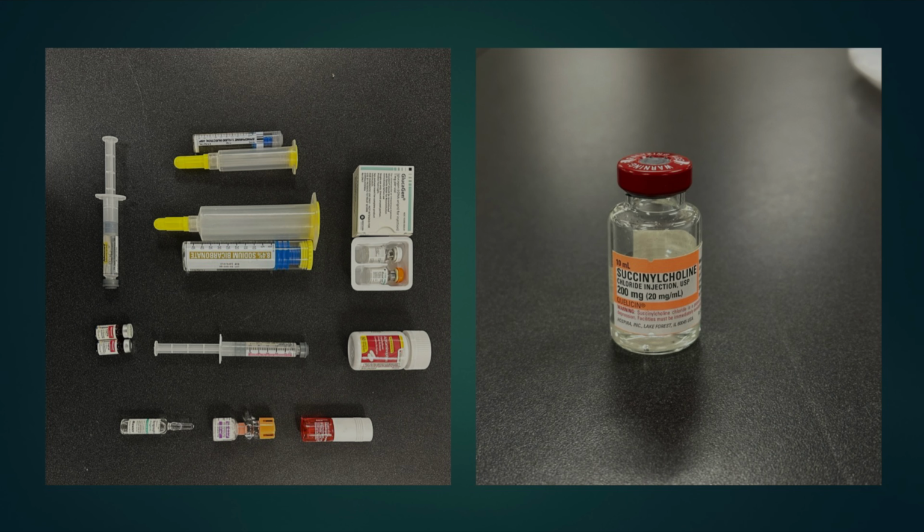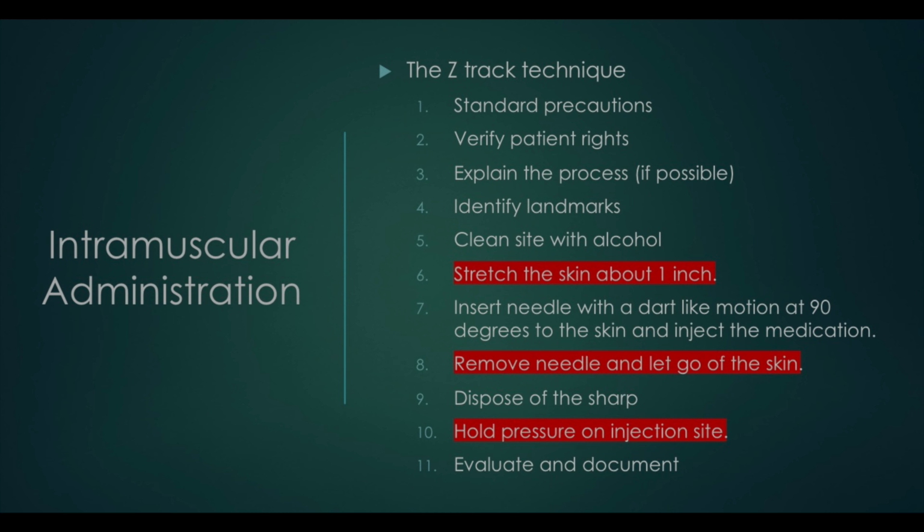Next, displace the skin laterally by about 1 inch and hold it in place. Insert the needle with a dart-like motion at a 90-degree angle, then inject the medication. Once the medication is delivered, remove the needle and release the skin. This creates a zigzag path that seals the medication in the muscle. Dispose of the sharp properly, apply gentle pressure to the injection site, and finish by evaluating the patient and documenting the procedure.